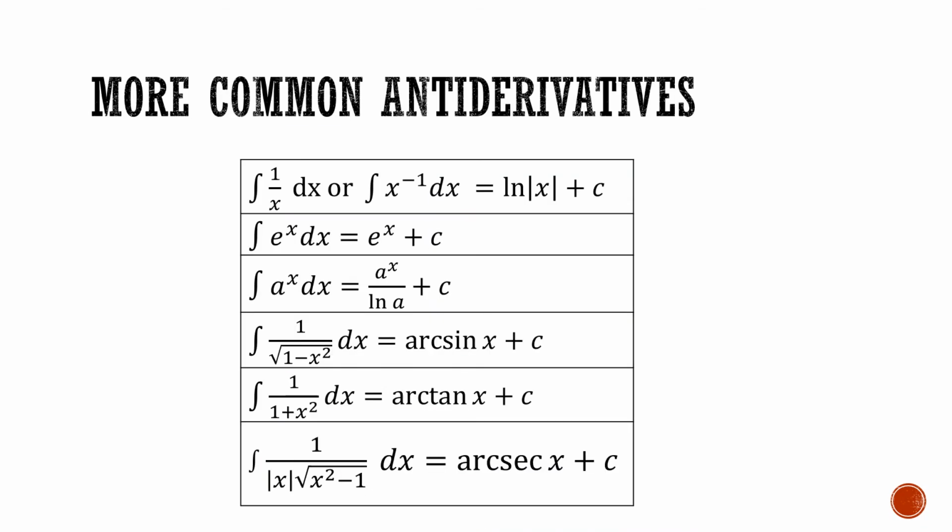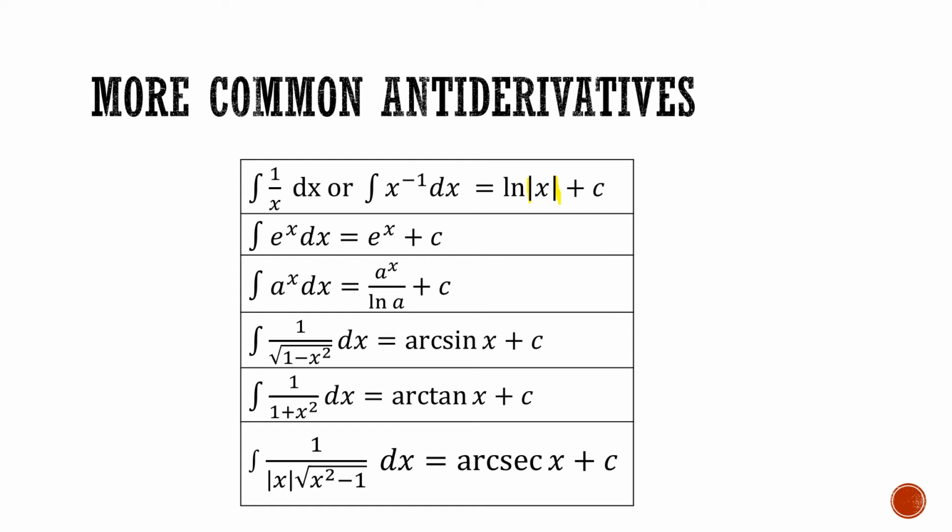So more common antiderivatives are what we call integrals. The integral of 1 over x: if you remember, the derivative of ln x was 1 over x. So the integral of 1 over x is ln of the absolute value of x. We have to make sure we put these absolute value signs here because we want to make sure that the argument for your ln is positive. The next one we have is the integral of e to the x. Again, if you remember, the derivative of e to the x was e to the x. So the integral of e to the x is e to the x, again adding on that plus C.